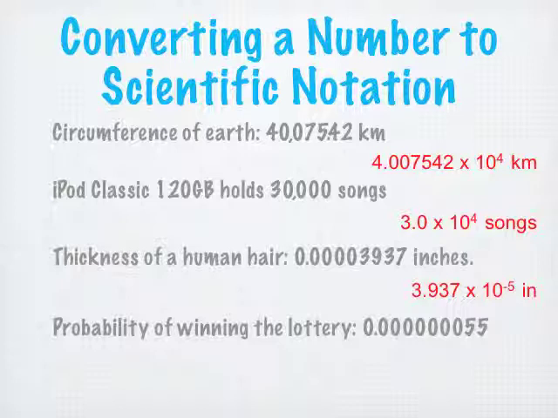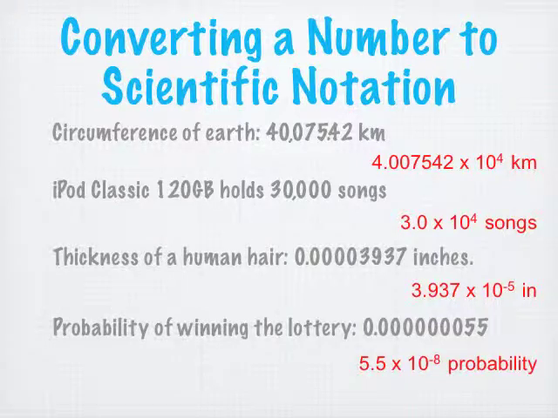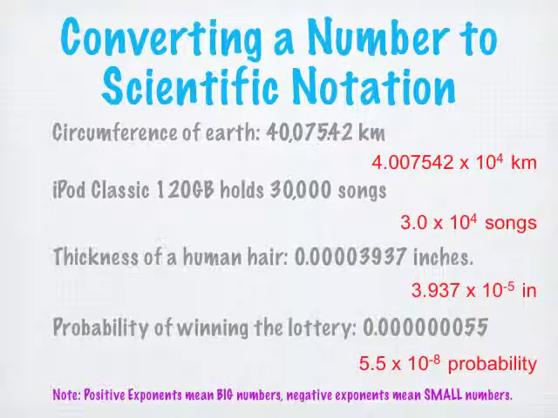So what would be the probability of winning the lottery? Do that one on your own. Okay, good. The decimal point needs to go in between those two fives. I want one non-zero digit to the left of the decimal point. So I had to move it 8 times. I made the number bigger, so I had to make my exponent smaller. Okay, so positive exponents mean big numbers. Negative exponents mean small numbers.